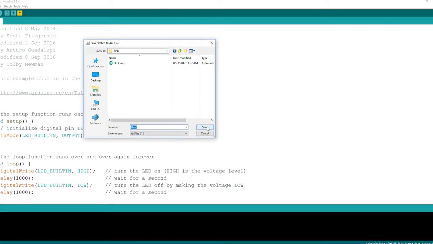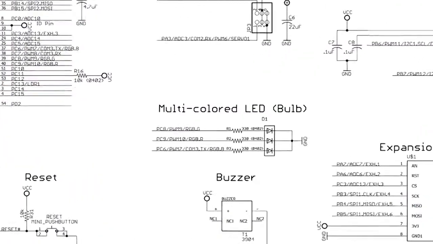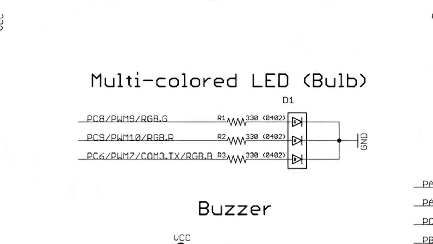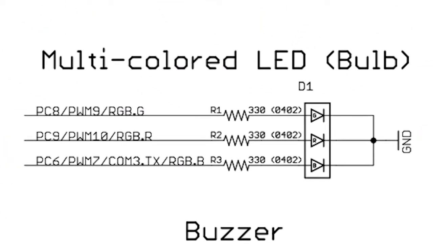So save that file. Now you need to change the pin that's used in this example, which is the default LED. What we want to do now is pick a proper pin. I'm going to use the blue element on this RGB LED here on the light bulb. So this is an RGB, red, green, and blue LED. I'm going to use the blue element on it, which is connected to pin PC6.